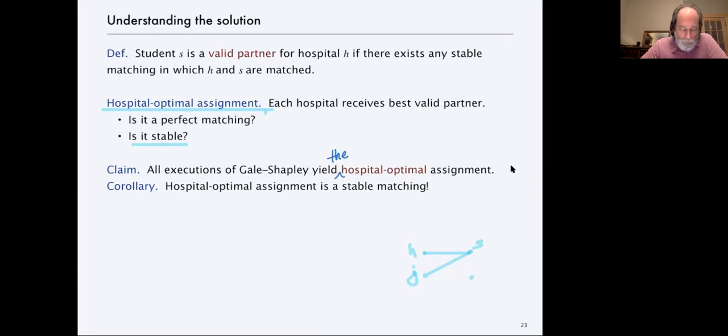What we'll do is prove that, in fact, the output of any execution of the Gale-Shapley algorithm is the hospital optimal assignment. It follows, since the Gale-Shapley algorithm always outputs a stable matching, that this hospital optimal assignment is, in fact, a stable perfect matching. Okay?